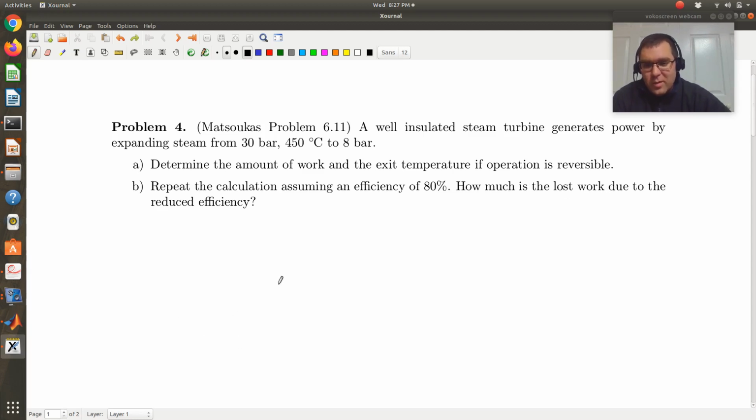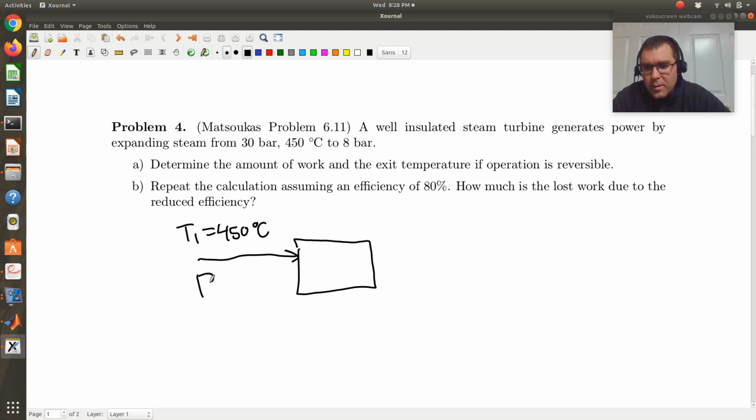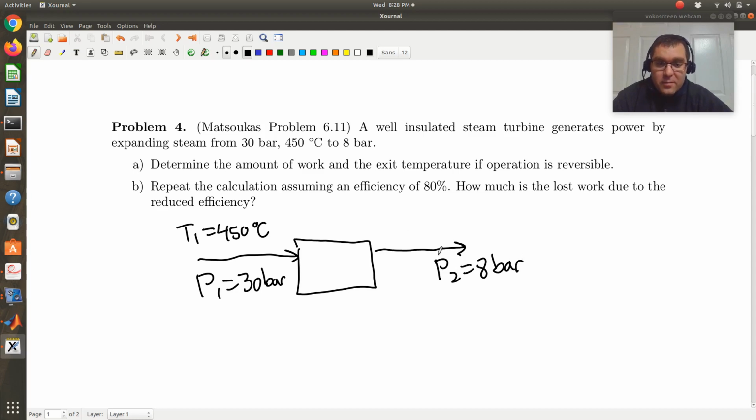So first I'm going to start with a picture. Okay, so here's my picture of my flow device, which in this case is a turbine. I have steam at a temperature of 450 degrees C and a pressure of 30 bars. So my inlet stream is fully specified. And coming out of my turbine, I have steam. I don't know the temperature, but I know that P2 is equal to 8 bar. Okay, so my exiting stream is not fully specified, at least not yet.